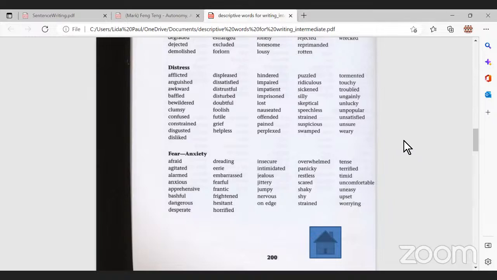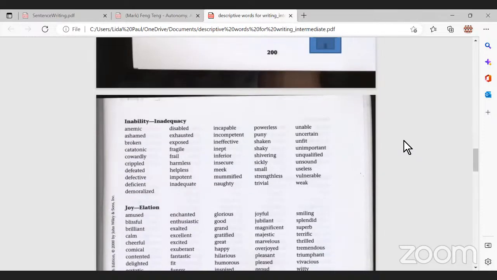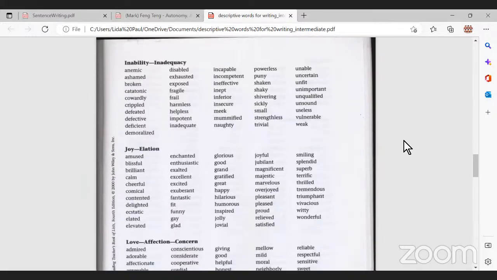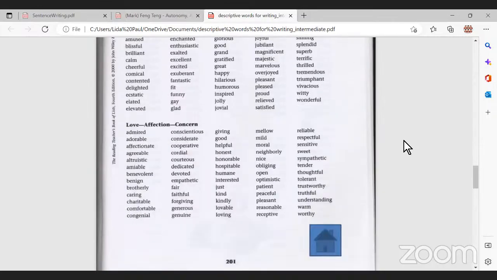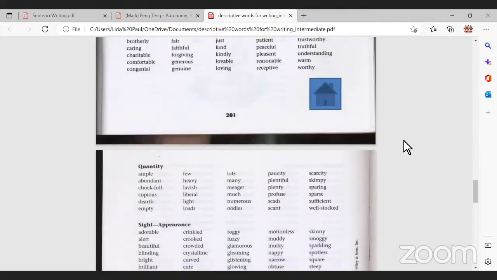Frantic, dangerous, bashful. More of this in the list. Inadequacy, ashamed. I feel ashamed. I feel exhausted. I feel incompetent. Right. Joy, elation, exuberant, enthusiastic, enchanted, marvelous, tremendous, triumphant, vivacious. Love, affection, concern, courteous, altruistic, affectionate, cooperative, and so on and so forth. So it's a huge list. Just wanted to show you a glimpse of how these things work.